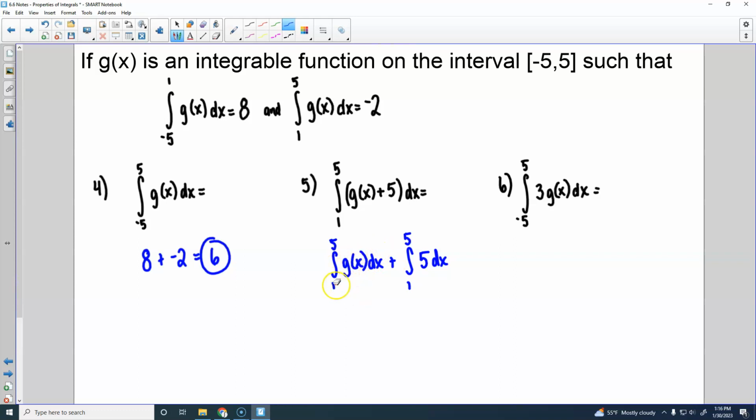So I know the integral from 1 to 5 of g of x dx is -2, so I'm going to put that right here. And then the integral here, this is a constant number, so we're going to use that last property that we looked at.